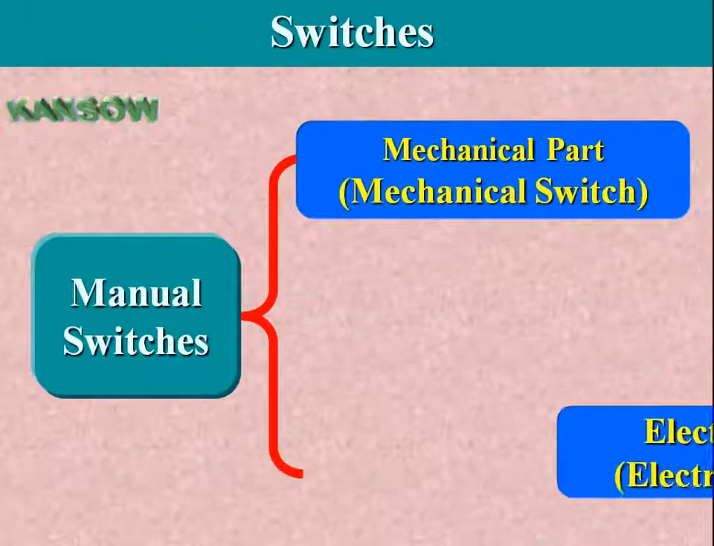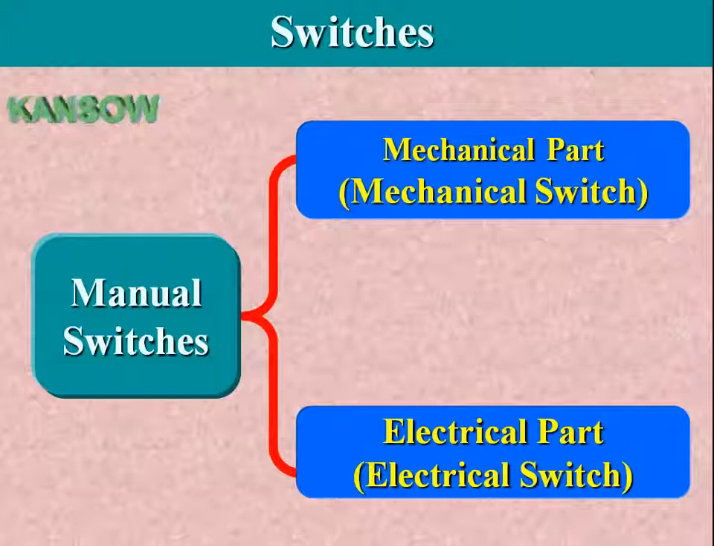Manual switches are activated by a user. Using a manual switch is a safe way for a person to interrupt the electron flow in a circuit without touching the wire.